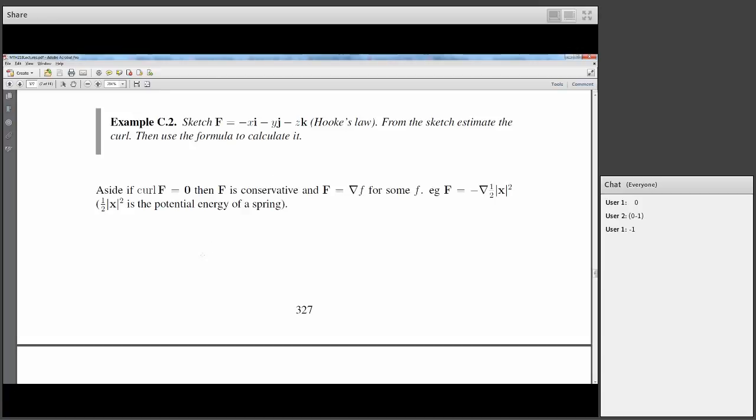In terms of what you need to know, you don't need to know heaps of physics for this subject. It's good just to see some applications for it. But it's a good way of checking if things are conservative. Just take the curl.